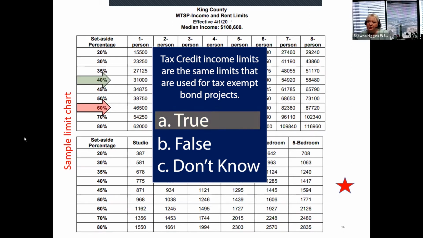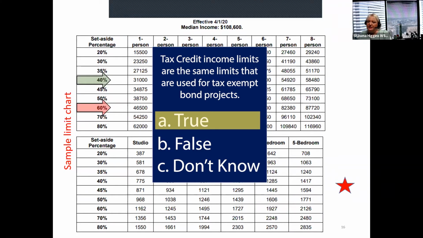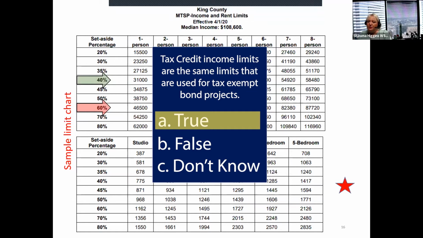The answer is true. Tax exempt bond projects have no rent limits, but are subject to income limits at 50, 60, and 80 percent of AMI, and the applicable limits are posted on the Commission's website.